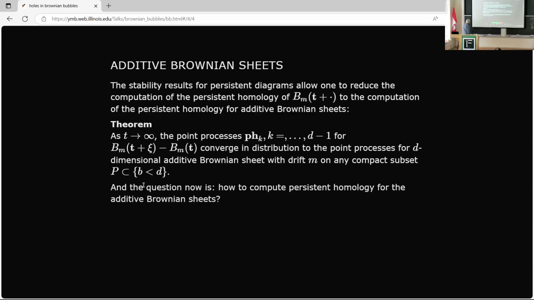Okay, but how can we compute? Now we know that it's not a function of d variables, it's the sum of d functions of one variable. How can we compute the persistent homology for the sum of d functions of one variable? What can we do here?